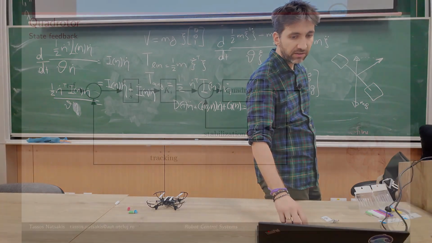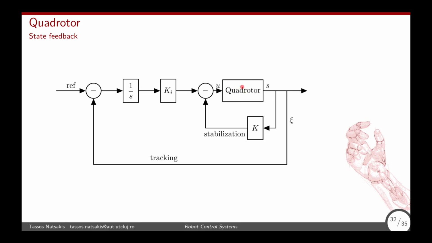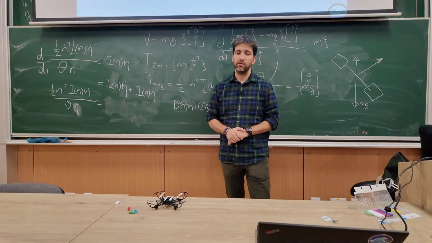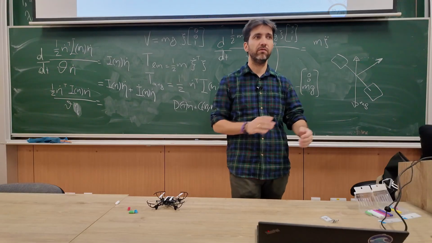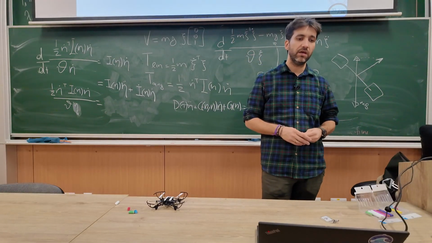So it could look something like this, where we have the model, the system, some state feedback here with a gain, just for stabilization, and then an outer loop where we get the position, the Xi, and we calculate the error based on a reference, we integrate the error, and we add it together with the state feedback so that it follows the reference.